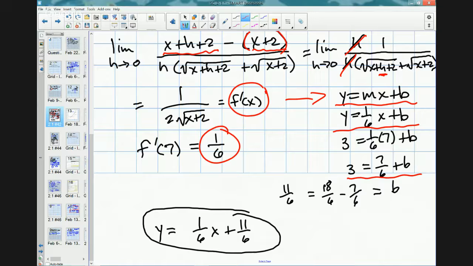And then, of course, you have to subtract 7/6 from both sides. Another name for 3 is 18 divided by 6, so we have a common denominator. So 18/6 minus 7/6 is 11/6. Now we got our b, and now we've got it. There's the equation of the tangent line at that specific point.